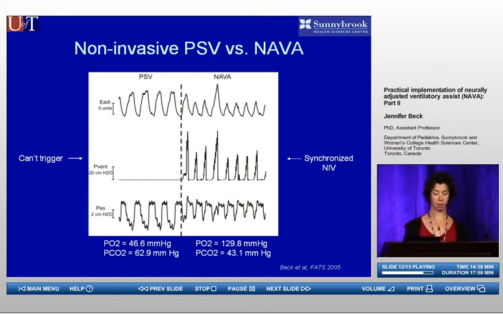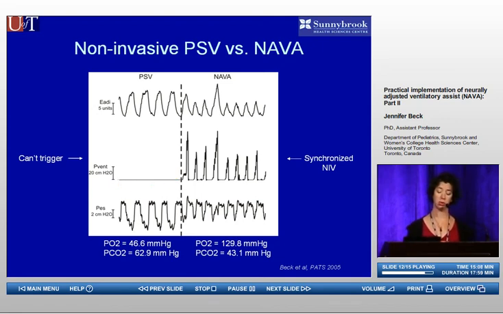This is a slide that I like to show and to tell you to take home. If you remember anything from these lectures, I hope you remember this slide. It shows a rabbit who is breathing on pressure support with this single nasal prong, as I showed you. This is the diaphragm activity. This is the ventilator-delivered pressure. And these are the esophageal pressure swings. Of course, with such a huge leak, the animal couldn't trigger pressure support at all.